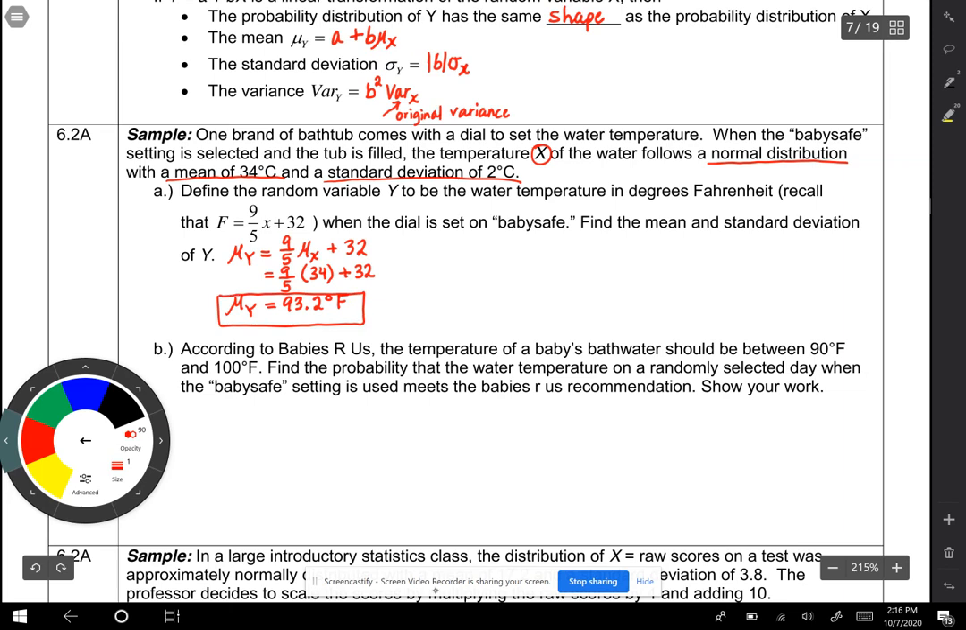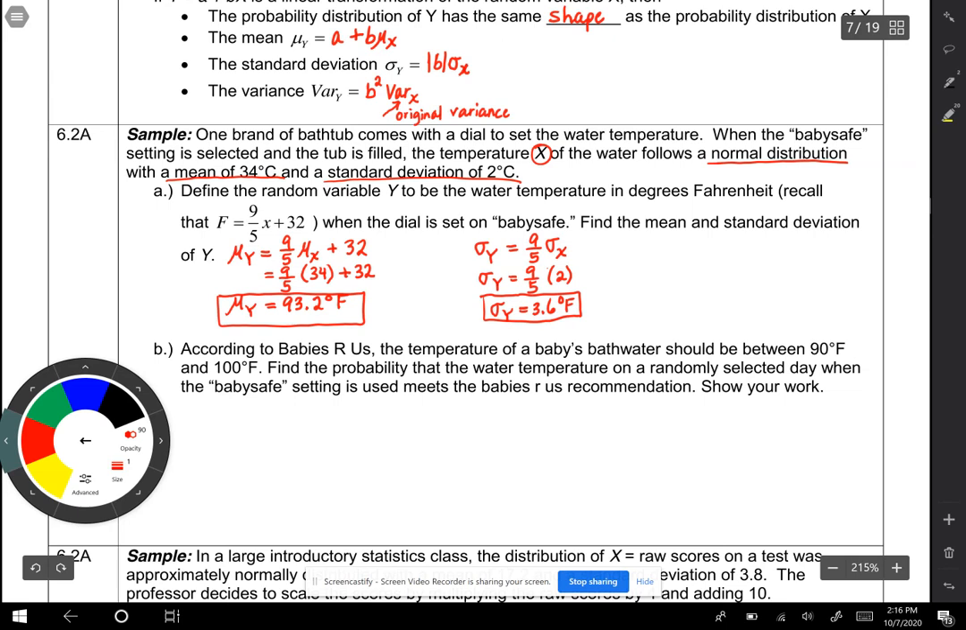The standard deviation of Y is equal to 9/5 times the standard deviation of X. But notice I did not put the plus 32. So the standard deviation of Y is equal to 9/5 times the standard deviation of X, which is 2. So that's 18/5 or 3.6 degrees Fahrenheit.